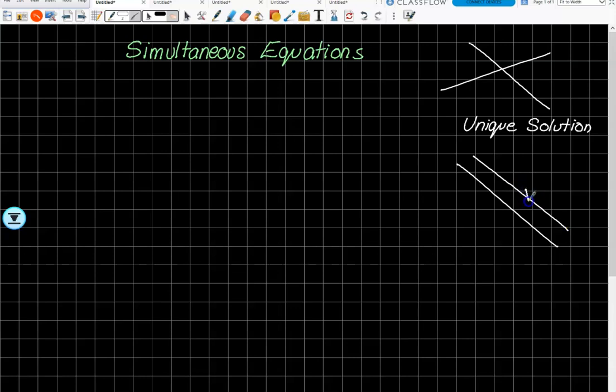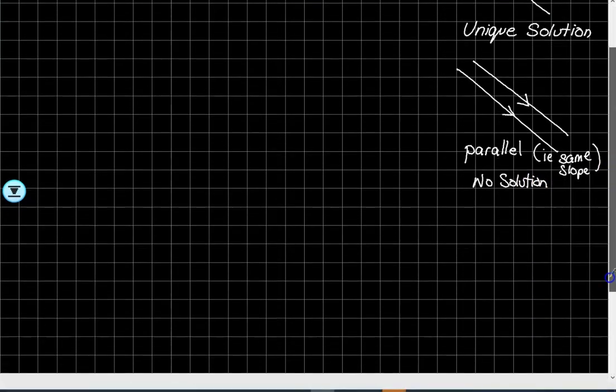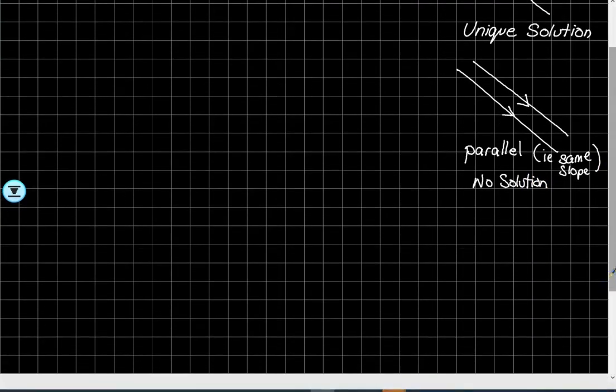The little arrows, correct, right? Parallel. And I will even put that there, i.e. same slope. And what happens here is you get no solution because they will not meet ever. And that's what we're actually trying to find out over here. And then, of course, we have the last thing.